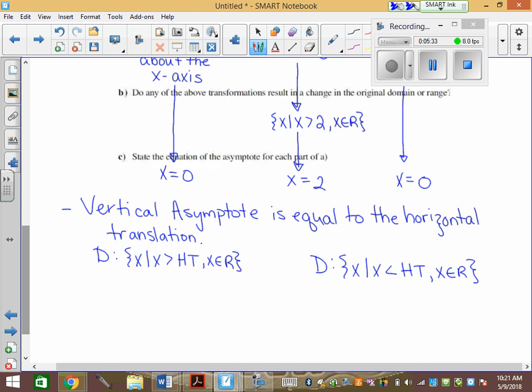When? The first one is if there's no what? When is it just greater than? If it's just a horizontal translation but no reflection in the y-axis. The x is less than the horizontal translation when there's a reflection in the y-axis, because it causes your graph to be going like this to now be going like this. So it's less than that, right? So this is when you have a reflection.